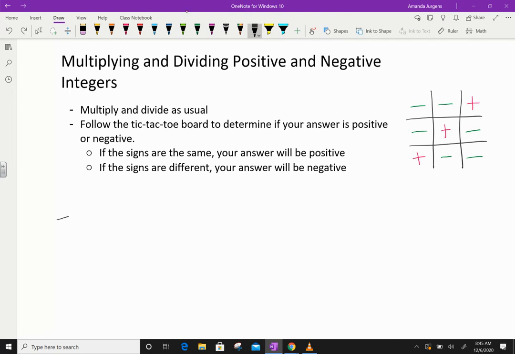Let's say I have negative 42 times, let's not do times, let's do division, divided by 7. I'm going to go ahead and divide that like usual. So I'm just going to look at my numbers. I'm going to ignore the signs for now. 42 divided by 7 gives me 6. Now I see that I have a negative 42 and a positive 7. So my signs are different. I have a negative number and a positive number, so my answer is going to end up being negative. My answer is going to end up being negative 6.